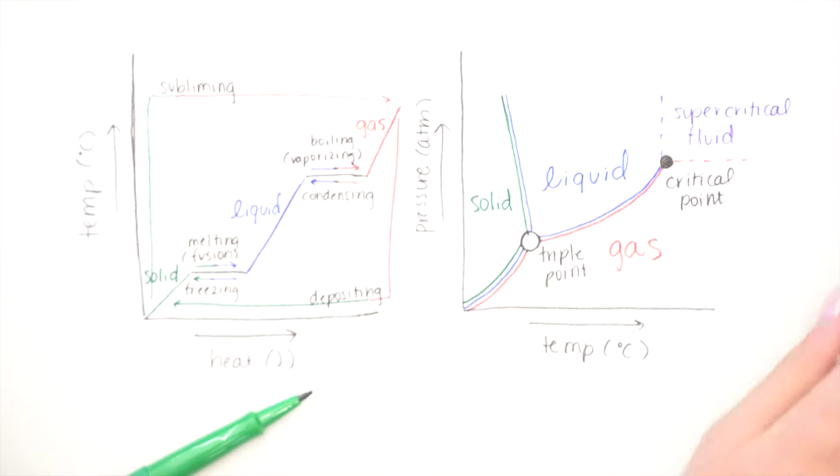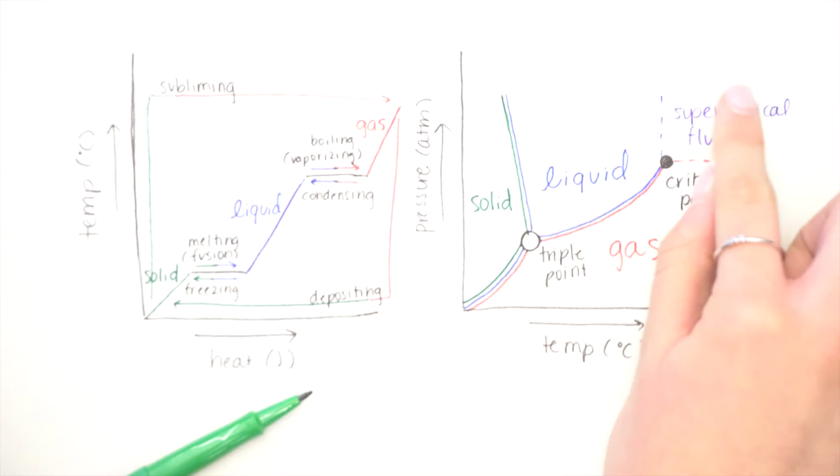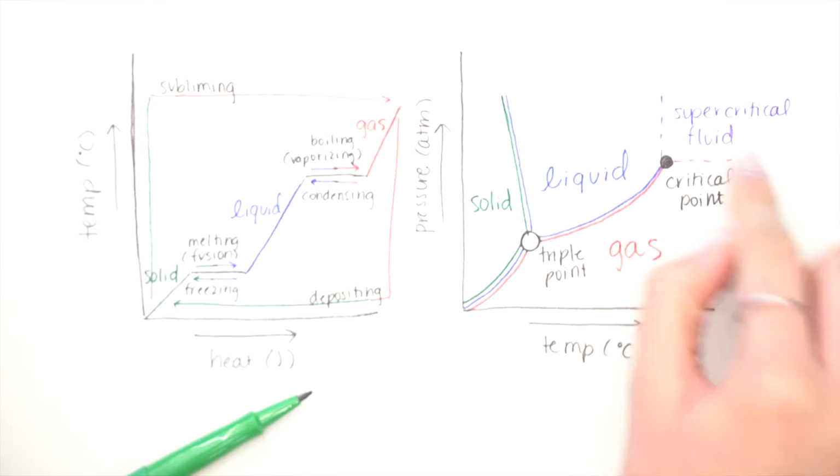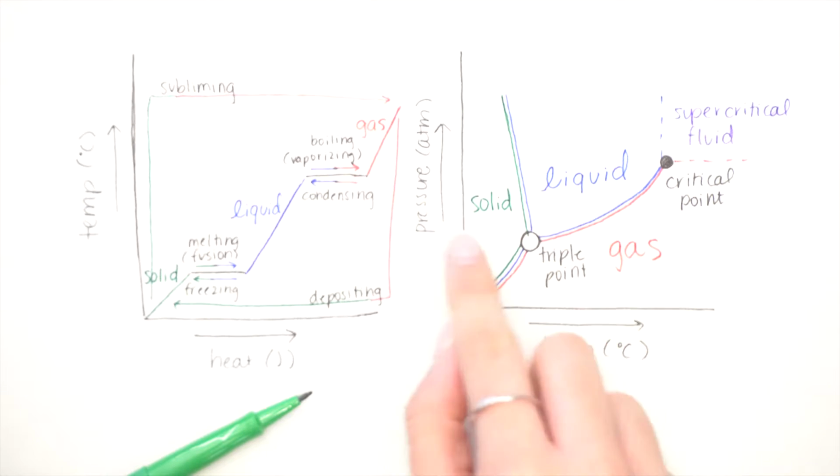In the top right is the critical point, or the temperature and pressure at which both the liquid and gaseous states exist at the same time in a supercritical fluid. In the middle is the triple point at which all three states of matter exist.